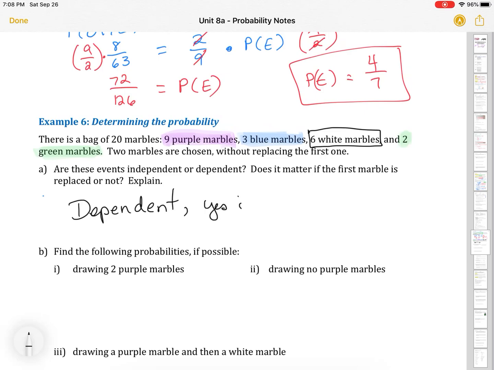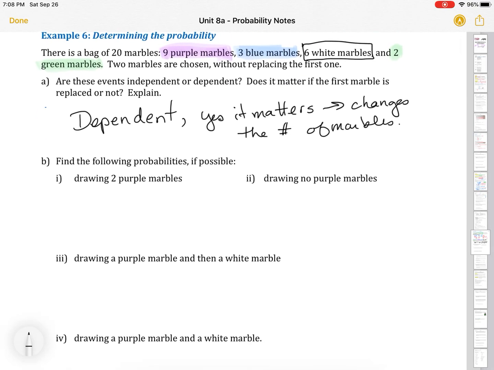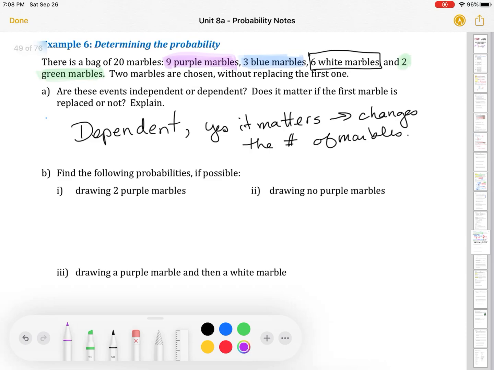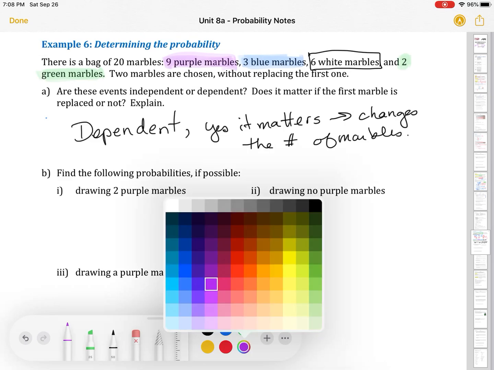Are these events independent or dependent? Does it matter if the first is replaced or not? It does matter. These are dependent. Whatever you pulled first is going to impact the second. So yes, it matters. It changes the number of marbles.